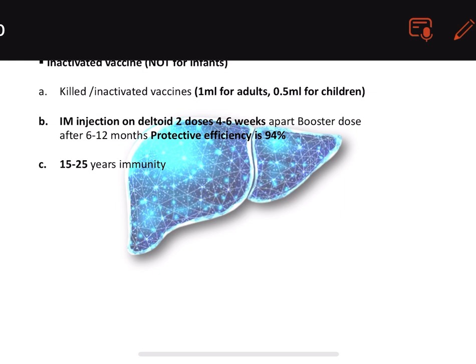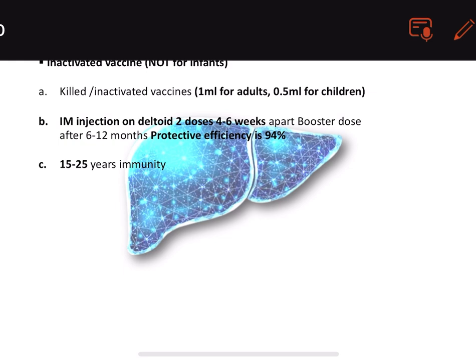Inactivated vaccine is a killed vaccine. The administration is 1 ml for adults and 0.5 ml for children, and the schedule is 2 doses, given IM on the deltoid. The 2 doses are given 4 to 6 weeks apart, and the booster dose is 6 to 12 months apart. So we see that the complete vaccination schedule consists of 2 doses.